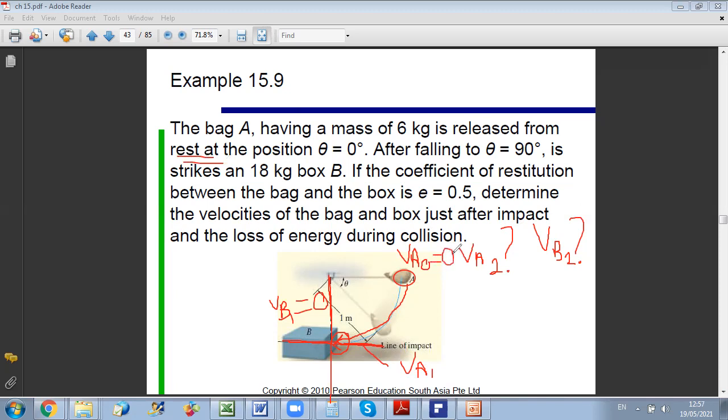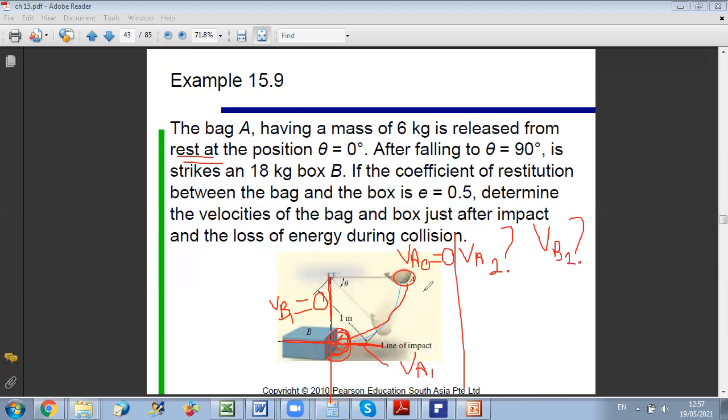Tell me, from previous chapters, how do you calculate VA 1? What can you apply? Principle of work and energy. Very good. We want to do work and energy. We want to apply conservation of mechanical energy since the only force doing work is the weight. So we can apply conservation of mechanical energy. Okay? So let us do it. We will do conservation of mechanical energy on the system.